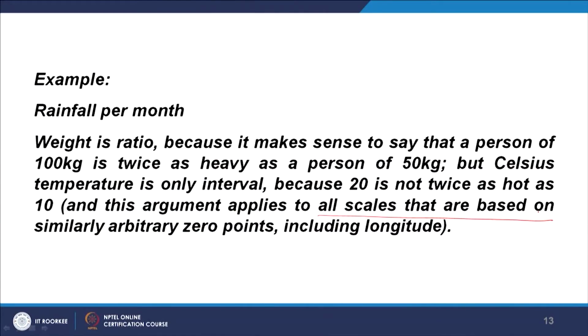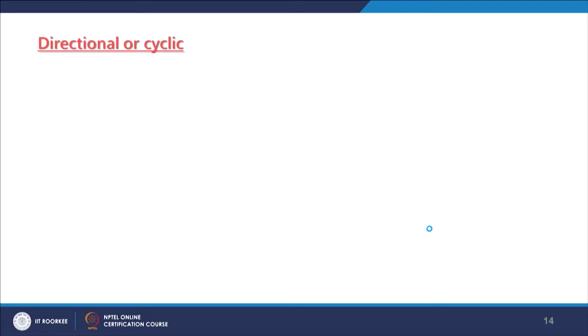But this argument also applies to all scales that are based on similarly arbitrary 0 points, including longitude as well. This is important here, longitude, because we handle our data in geographic coordinates. So there also this is very, very important.